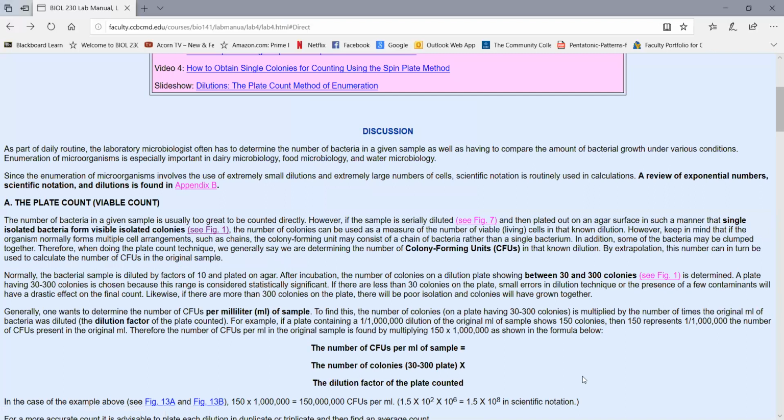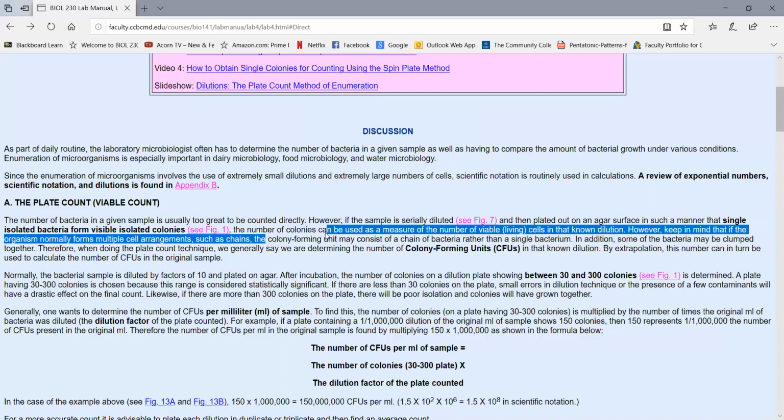But the reason we're not saying the number of bacteria per milliliter is, remember, a lot of bacteria come in arrangements, multicellular arrangements. If we were counting a streptococcus, then a chain would produce a colony. We have no idea how many bacteria were in the chain. It could just be a couple, it could be a dozen. So we don't worry about it. We simply call these colony forming units.